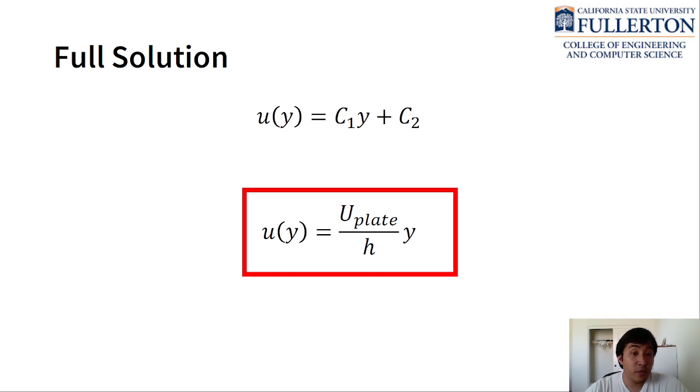And then from there, we're able to put together our full solution. So u of y is equal to u plate over h times y. You can see here that in the case when we have no pressure forcing and we just have moving plates, our solution is just a linear function in y. And that's the characteristic of Couette flow.